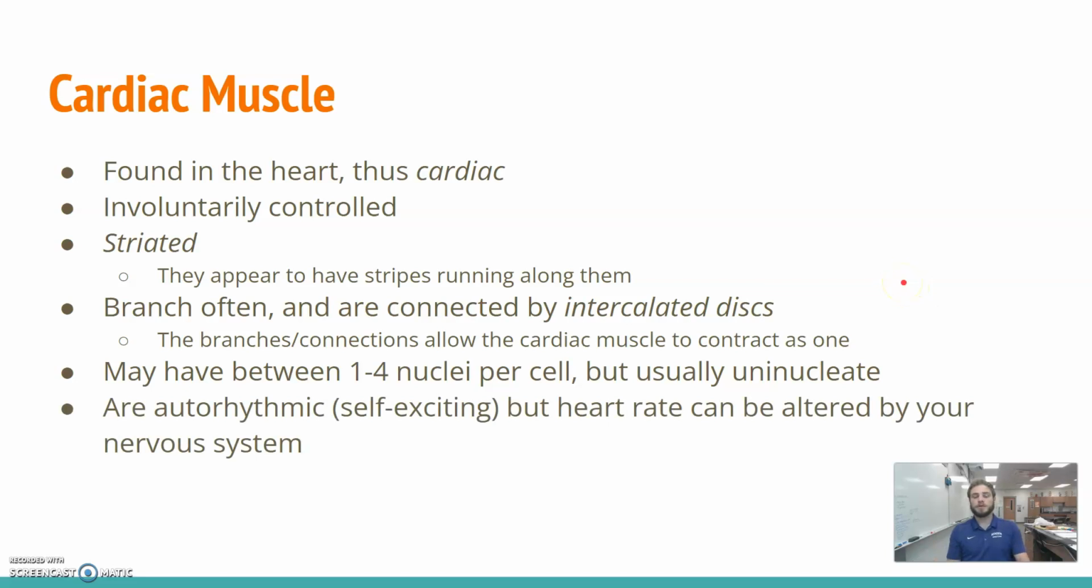Cardiac muscle tissue is also very special because it is autorhythmic, meaning your heart will beat on its own. You'll have a steady heartbeat right around 60 to 70 beats per minute based on these cardiac muscle cells and the pacemaker cells that you have in your heart. The only role your nervous system then plays is to alter that heartbeat to make it higher or lower.